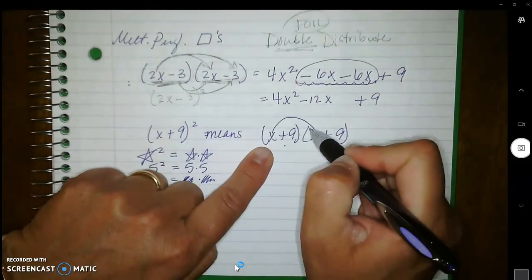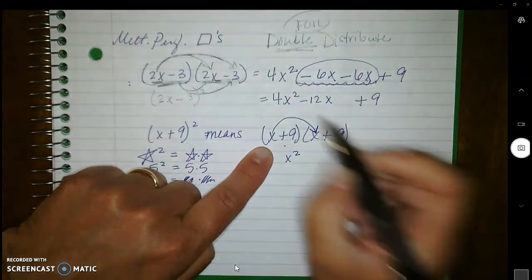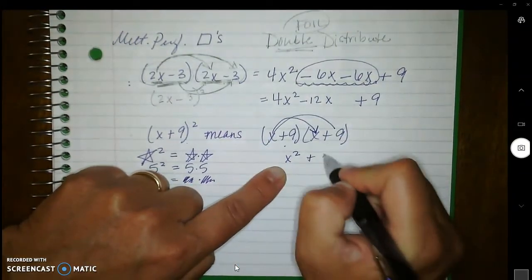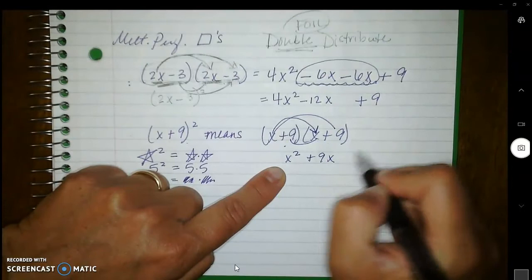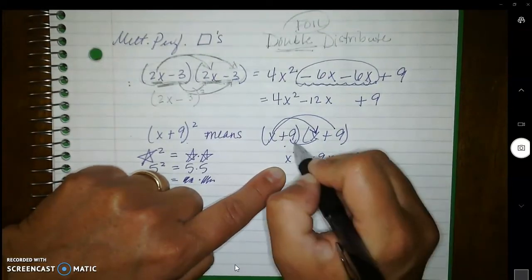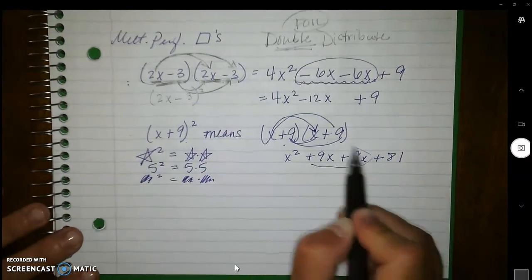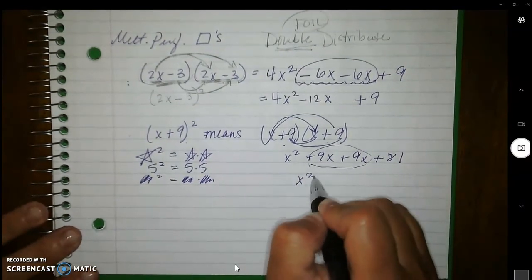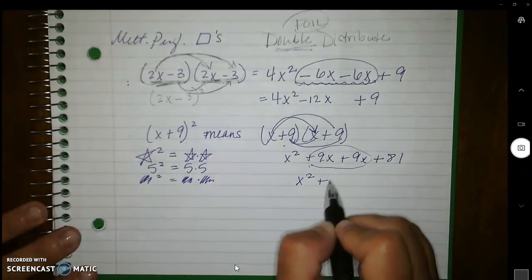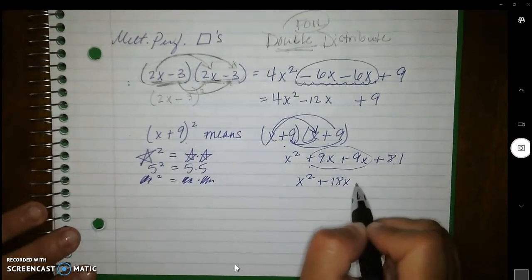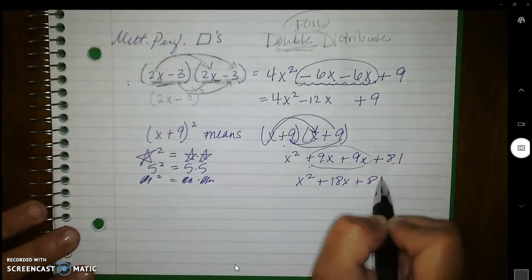So we're going to do x times x, which is x squared. X times 9 is 9x. 9 times x is 9x. And then 9 times 9 is 81. And then you're just going to combine these two together. So x squared plus 18x plus 81.